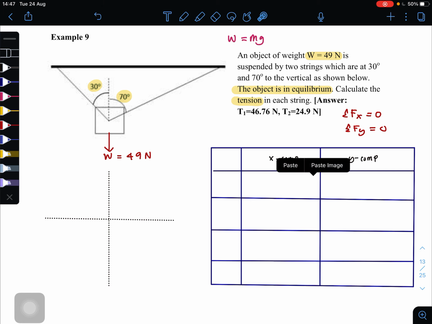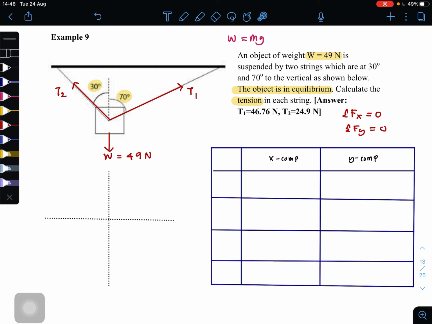Okay, and then we have two strings. So we have the tension force here away from the object. Tension 1 and then tension 2. Since it says there are two strings, one angle 70, one angle 30, so the tension must be different. The tension is not the same because one has a different angle.